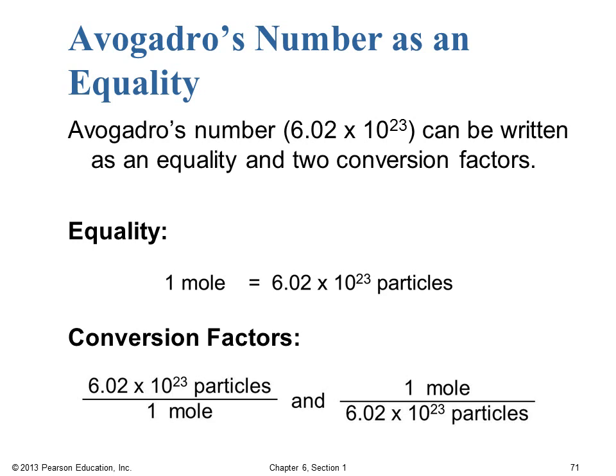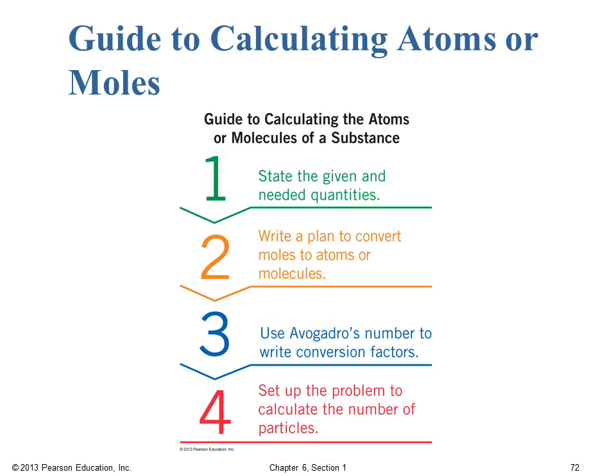And so very often you have to use conversion factors using Avogadro's number. You can use it in either way. You can have 6.02 times 10 to the 23rd parts per mole, or 1 mole per 6.02 times 10 to the 23rd parts. So you can use either one depending on what you are looking to do with it. And we'll be showing that in this chapter.